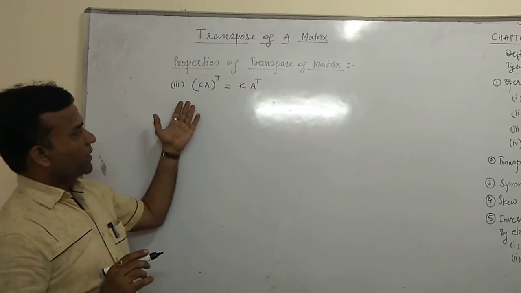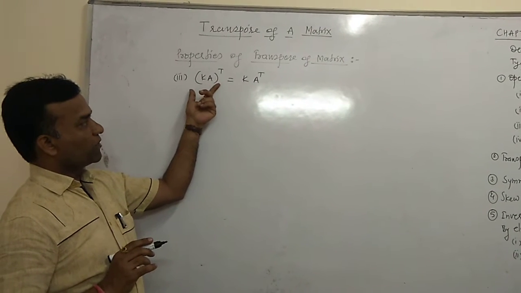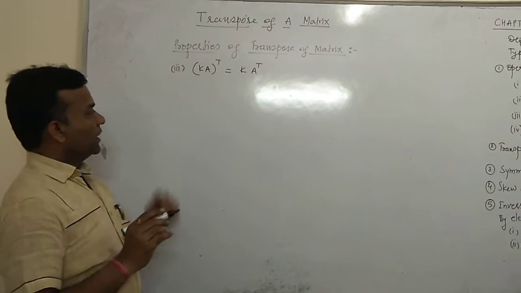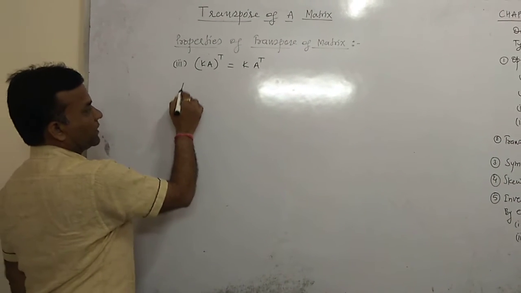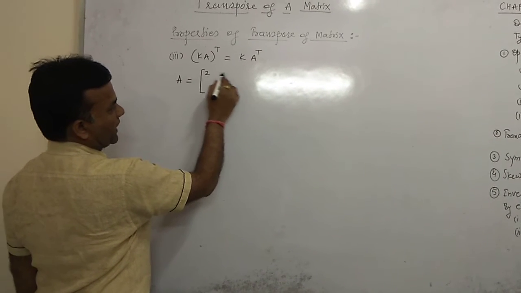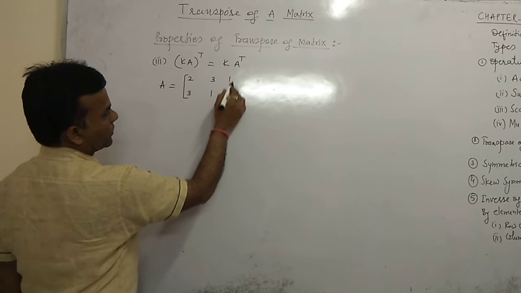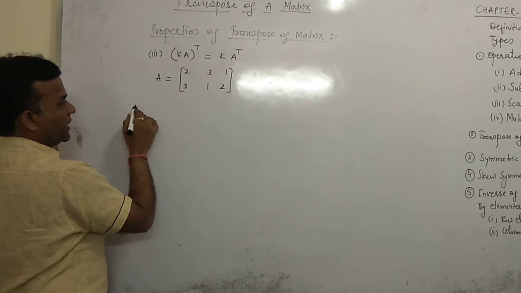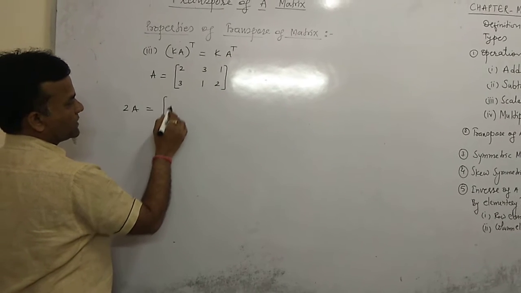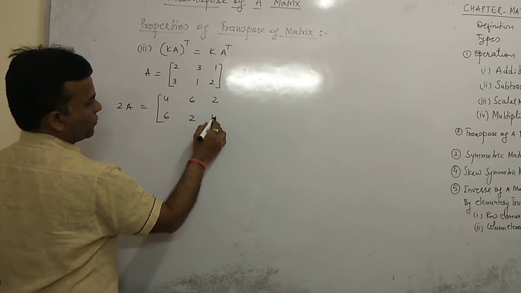Similarly, we have the third property. Any scalar number multiplied by any matrix, when you find the whole transpose, is the scalar times A transpose. Now again we have an example. You have an example of any order, like 2 3 1, 3 1 2. Then you multiply by any constant like 2. You find 2A. Then it is 4 6 2, 6 2 4.